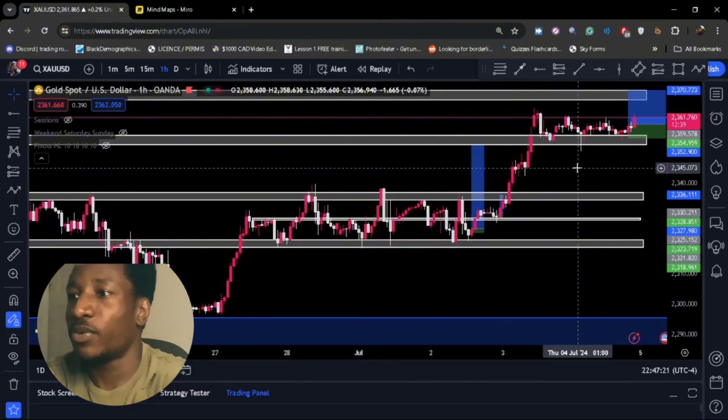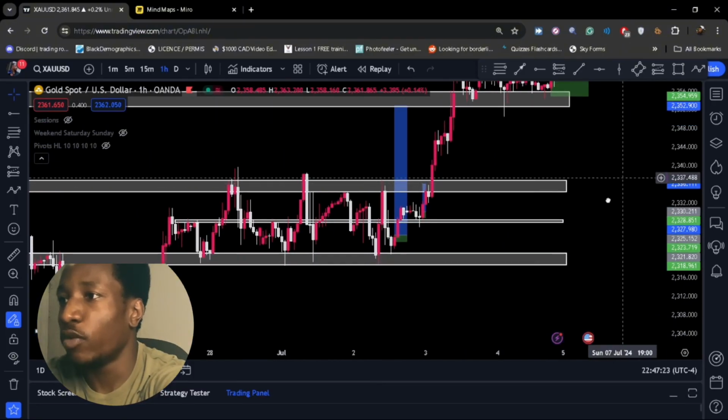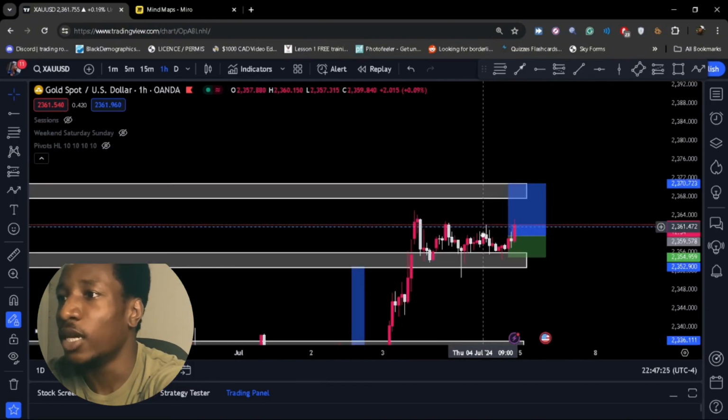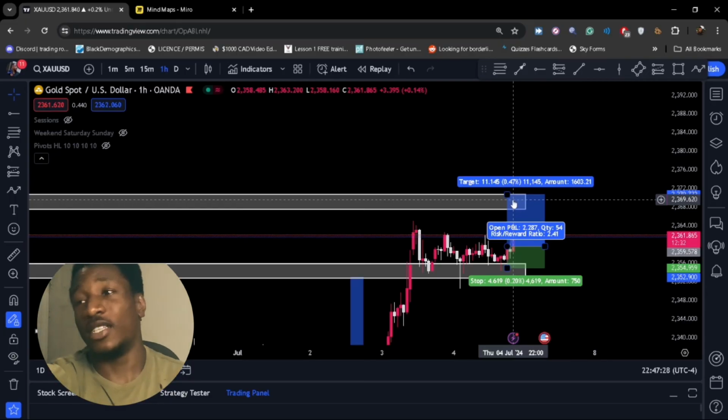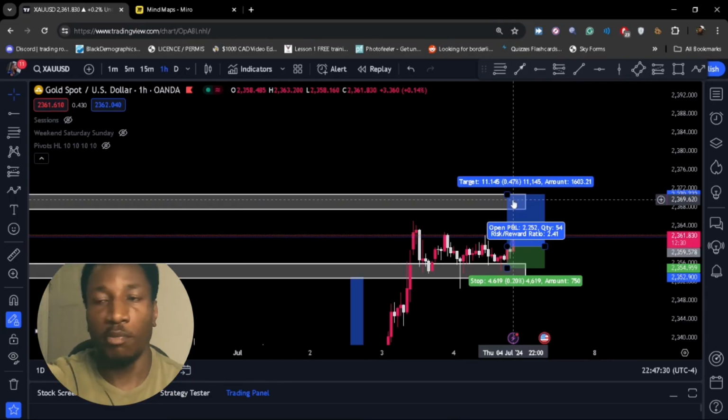As you can see, guys, price is now reacting off my area of interest, and I'm anticipating price will likely buy all the way up here before it either sells or buys or whatever.